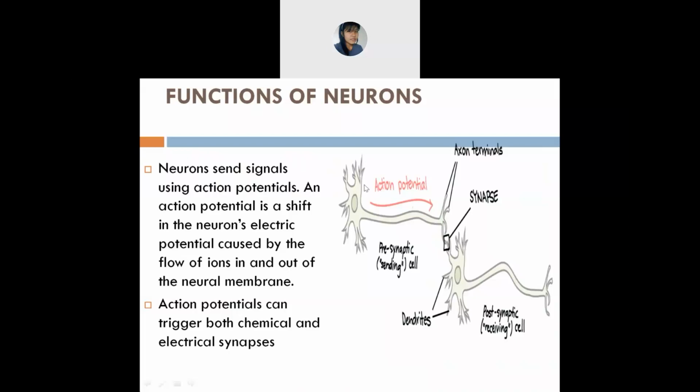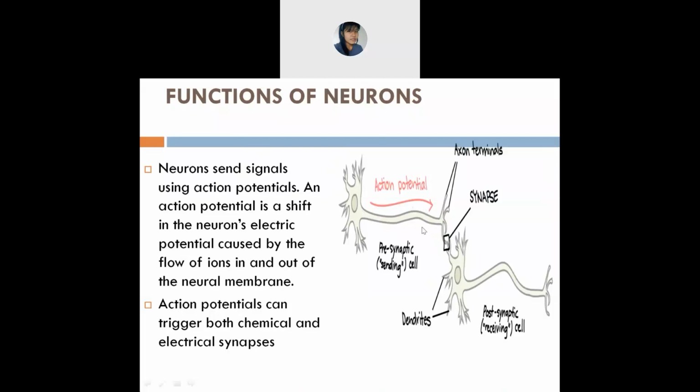So what happens here? This is the neuron, and it sends a signal to another neuron. How do they send the signal? They send it in the form of an action potential. What exactly is an action potential? It is the electrical impulse produced by the neuron. There is a flow of ions, which flow from one neuron to another, in and out.